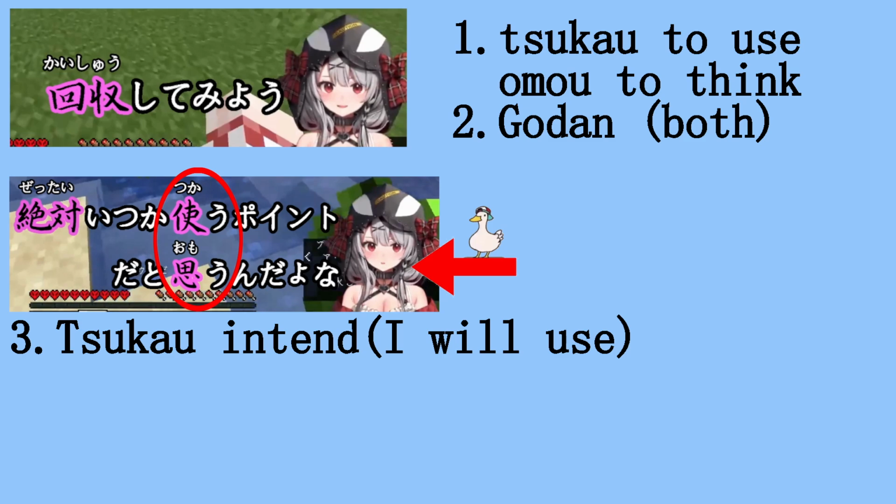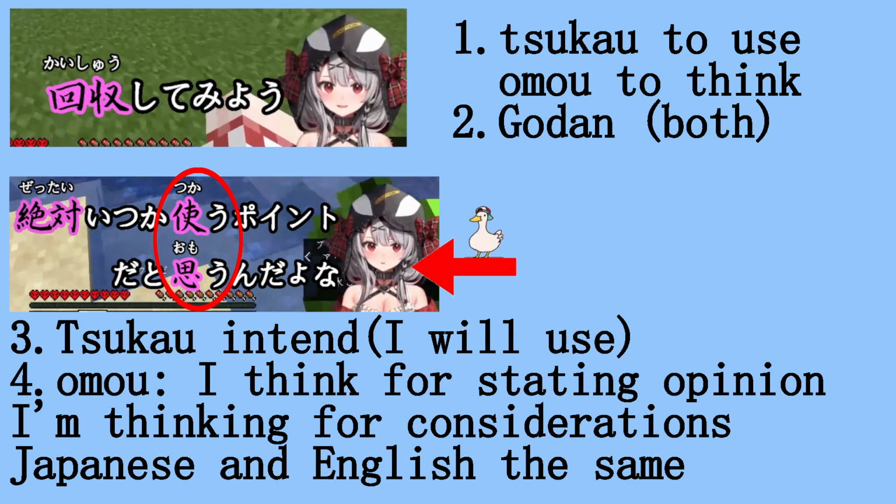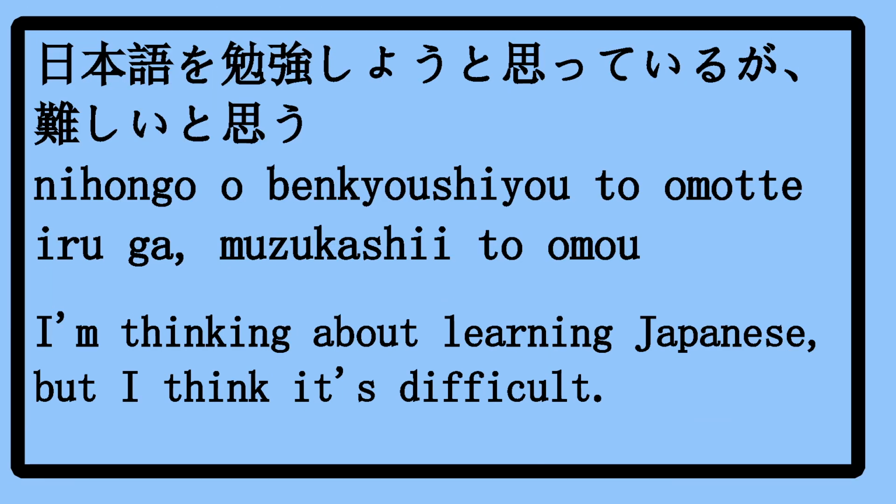So in my confusion I suddenly realized that we do the same thing in English too. I think and I'm thinking are used differently. I think is starting or quoting your thoughts. I'm thinking is more to consider something. Let me give you an example. 日本語を勉強しようと思っているが難しいと思う, which translates into: I'm thinking about learning Japanese, but I think it's difficult.